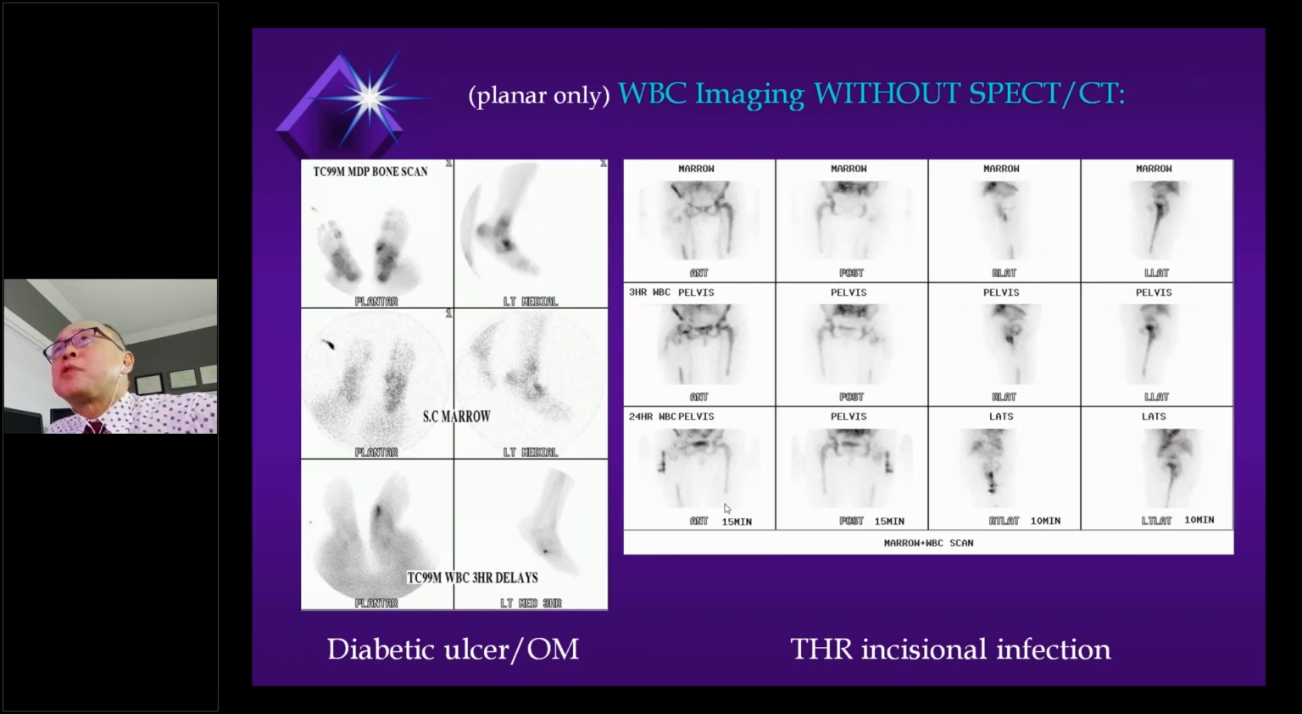This is a prosthetic infection case. Recently inserted total hip arthroplasty, marrow, 3-hour white cell, 24-hour white cell, and clearly there is active infection. And this is just a planar set of images, but just based on gross anatomy alone, we were comfortable to say that this is incisional infection because it does appear superficial to bone. So we could reassure the clinician that it's an infection only of the incision and not of their prosthesis.